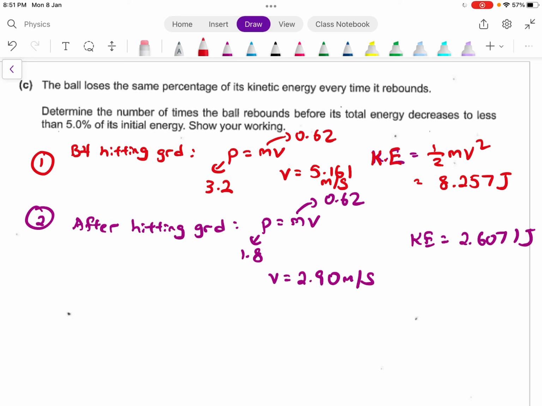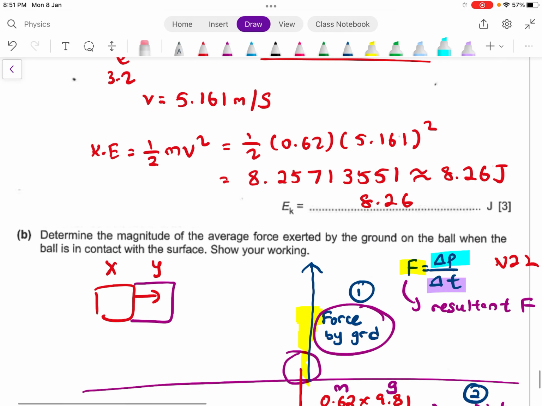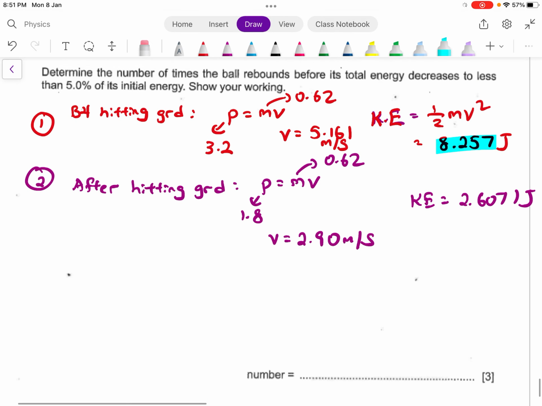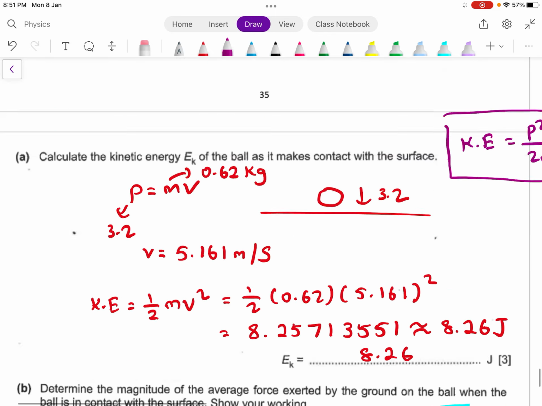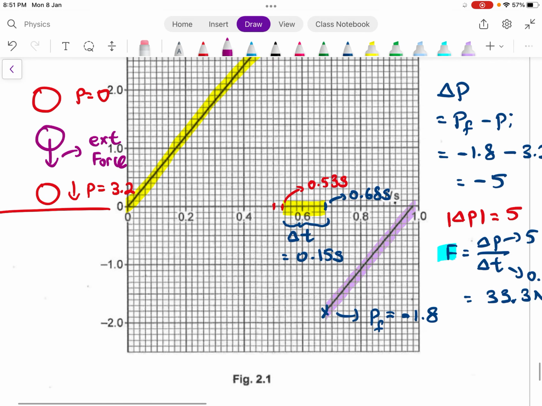Okay, so just before I hit the ground, I know that my speed is 5.16. Then after I use half mv squared, my kinetic energy is roughly 8.257. Let me double check something. Yeah, about 8.26. So 8.26 will be my initial kinetic energy. After I hit the ground, my kinetic energy is 2.61 joules, right? So how do I actually determine the kinetic energy after I hit the ground?